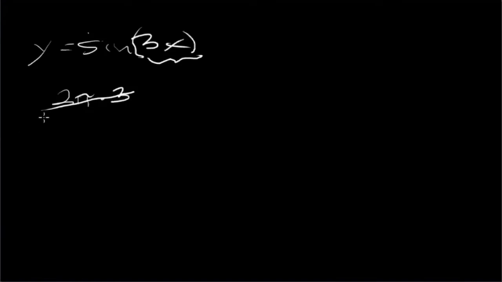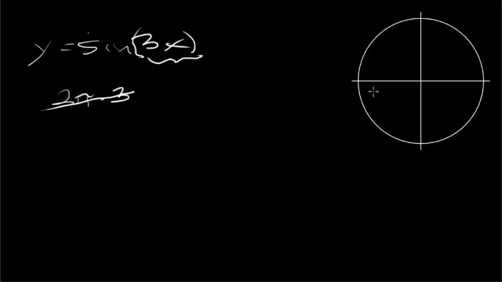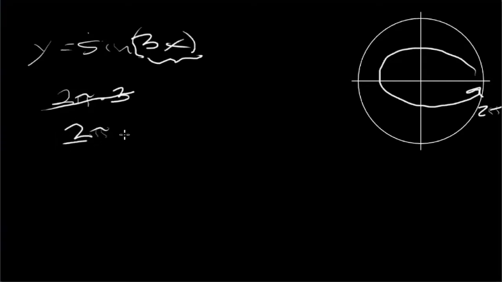And so the normal period of a trig graph, because if you go all the way around the unit circle, how many radians is that? 2 pi radians. So when you go all the way around the unit circle, that's 2 pi. So the normal period of any trig graph is 2 pi. So in this case, it would be 2 pi divided by 3. That would be the period of this graph. Okay, does that make any sense?